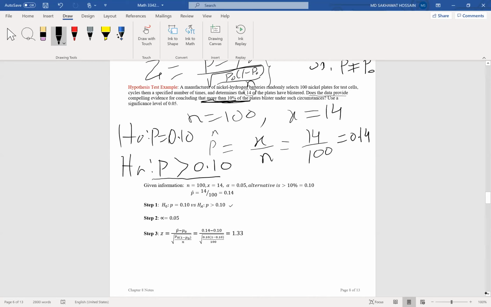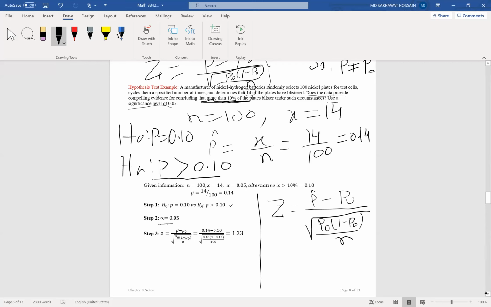So alpha is the level of significance. It is given that we use a level of significance of 0.05. So now we will calculate the test statistic. Since this is a test about a single proportion, the test statistic will be Z equals P hat minus P naught over the square root of P naught times 1 minus P naught divided by N. So this is the test statistic for a proportion.